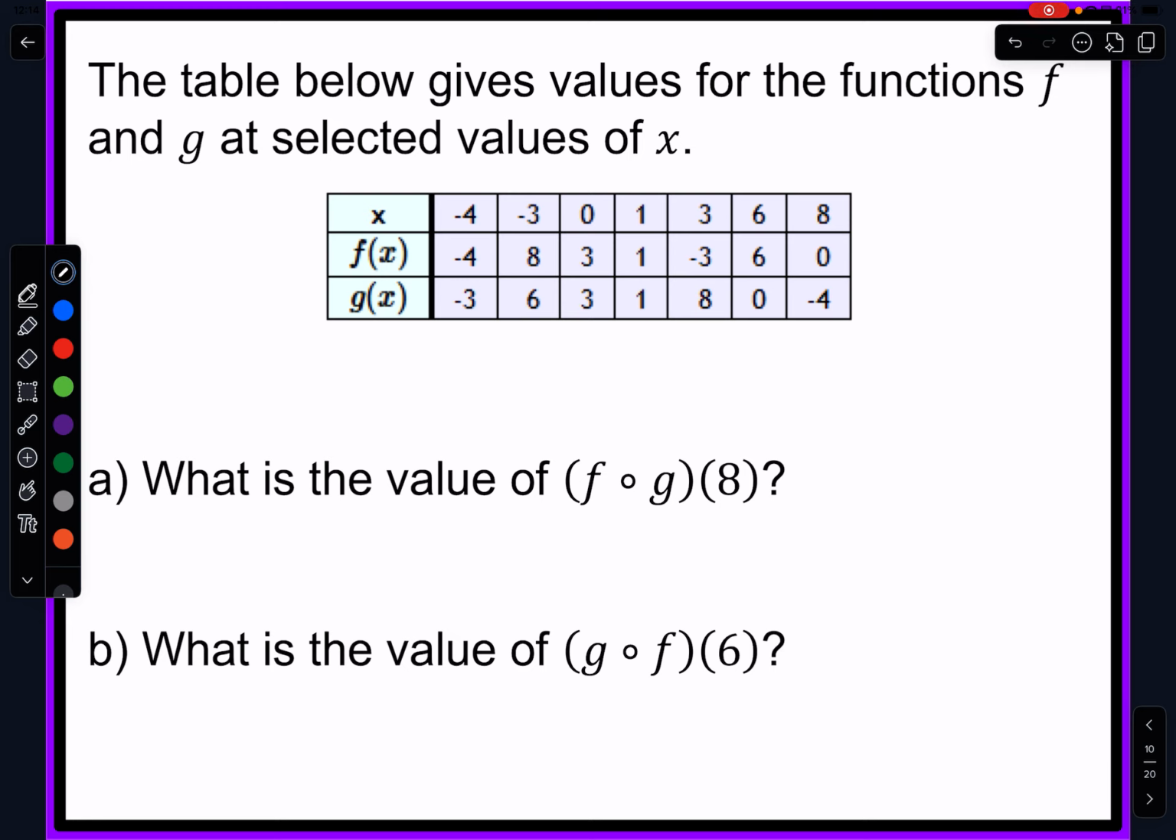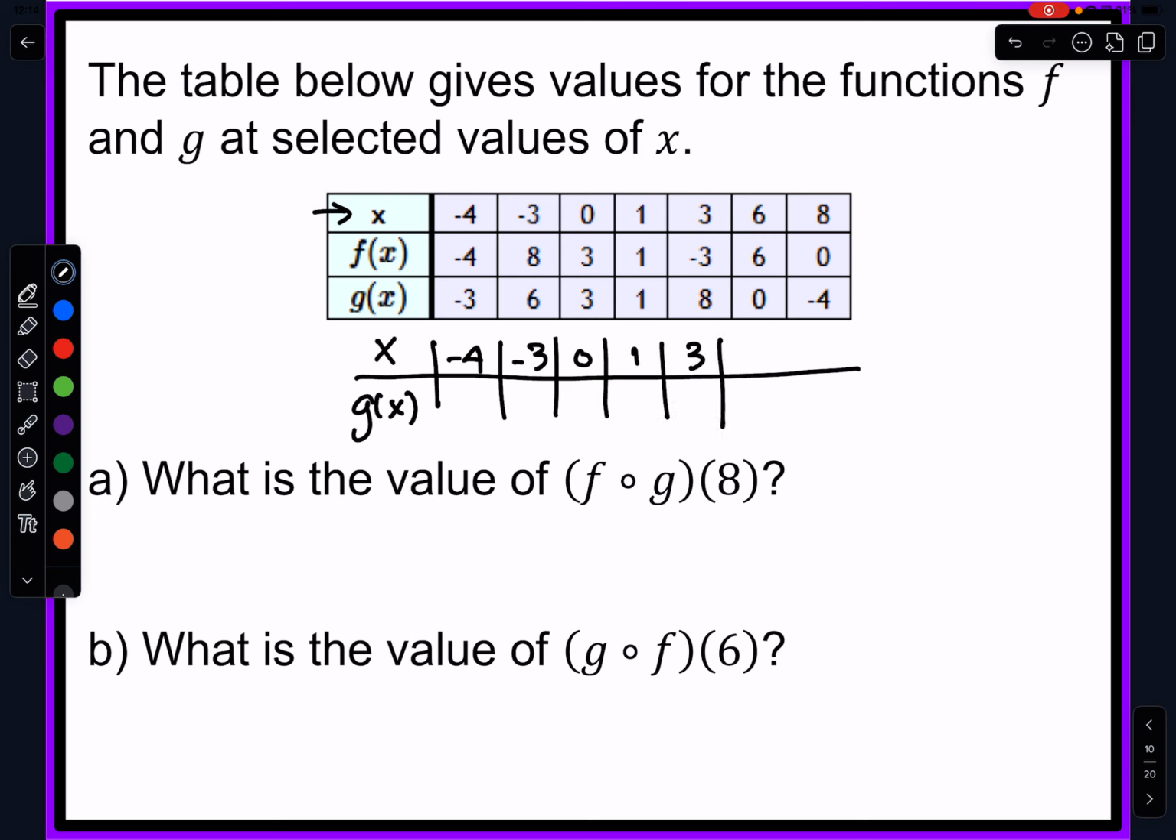And instead of seeing this as one table where I have the output values for f and g together, I'm going to make a separate table of x and y values for g. So my x values is the first column. Those are going to stay the same: -4, -3, 0, 1, 3, 6, and 8. And the y values I'm going to use, since I'm focusing on g, are going to be -3, 6, 3, 1, 8, 0, and -4.